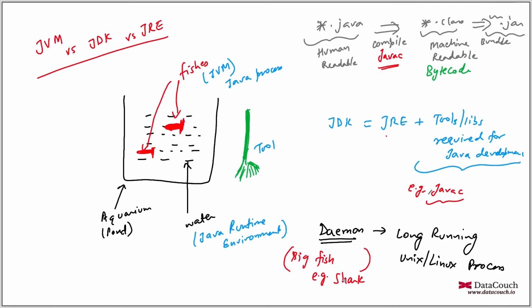So daemon is like a shark, and this is another analogy that I wanted to mention because I will be using these terms JVM, daemon. A particular JVM can be a daemon, but a daemon may not be a JVM. So hope this makes sense.